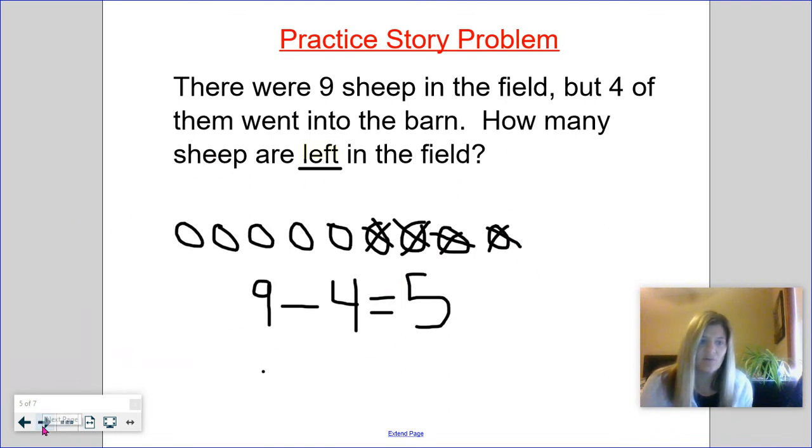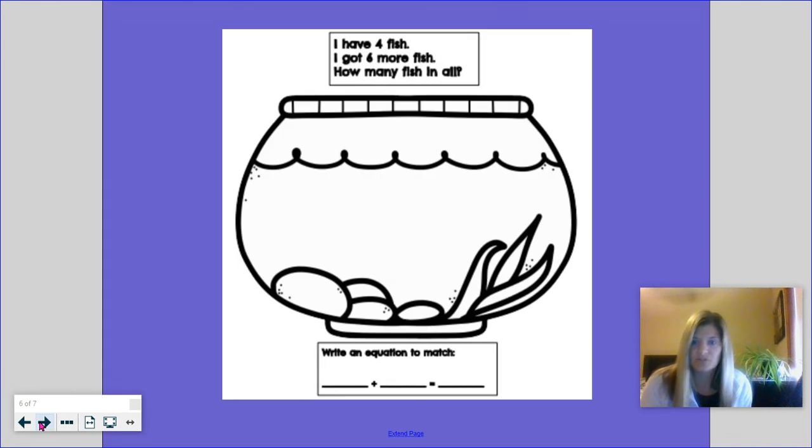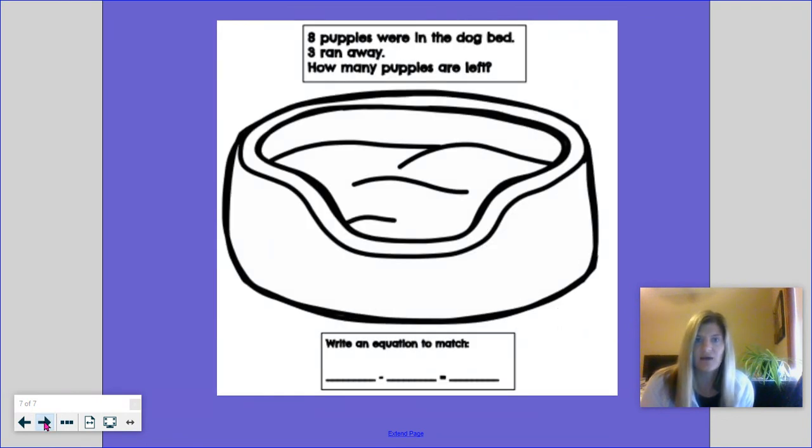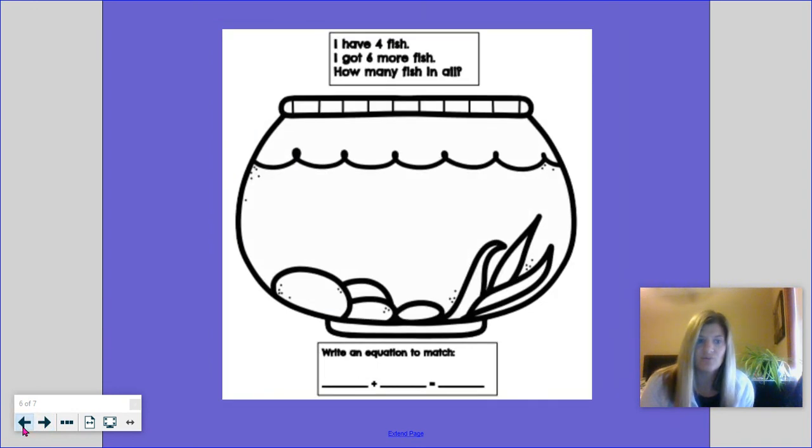All right, now boys and girls, I'm going to show you what you're going to be doing for your homework today. So you have 2 sheets of paper in your school packet that you got. One of them talks about the fish tank, and the other one talks about a dog's bed and the puppies. So I want you right now to take out these 2 math sheets. Do the problems on your own. If you need help reading them, ask an adult. When you're done, have an adult check your work.